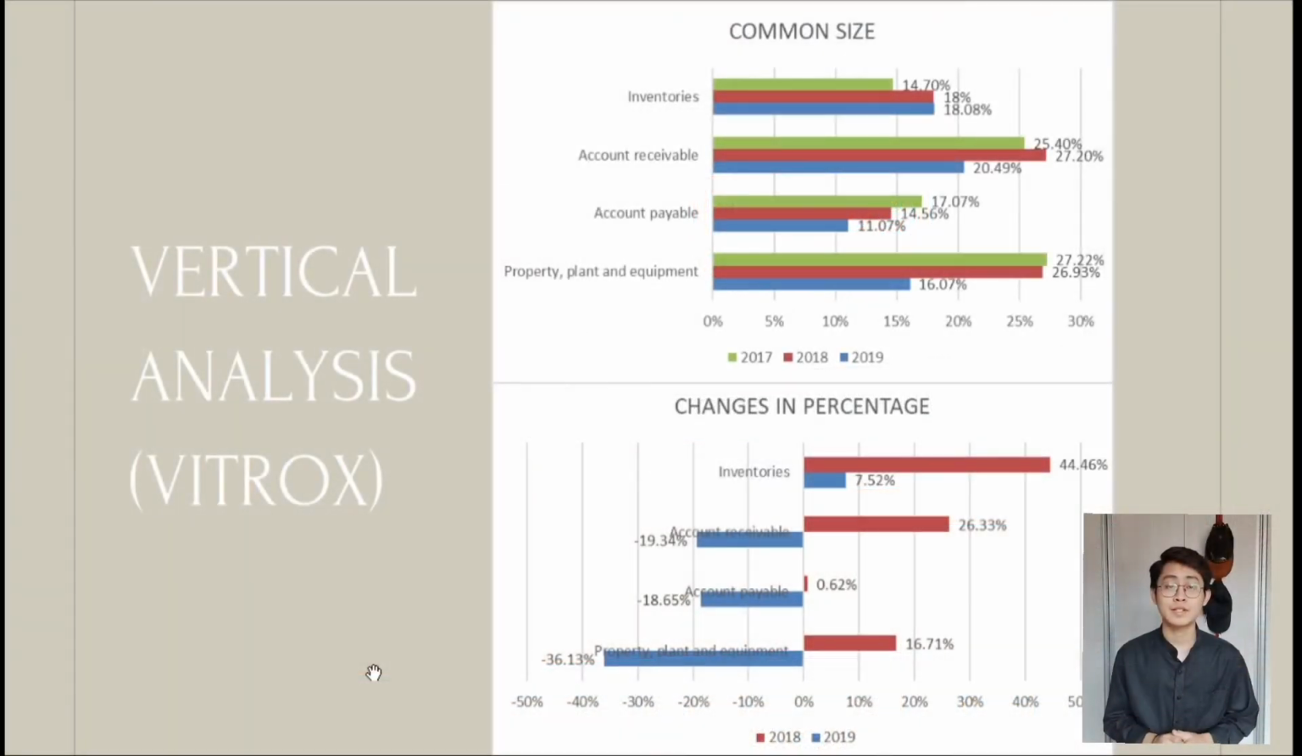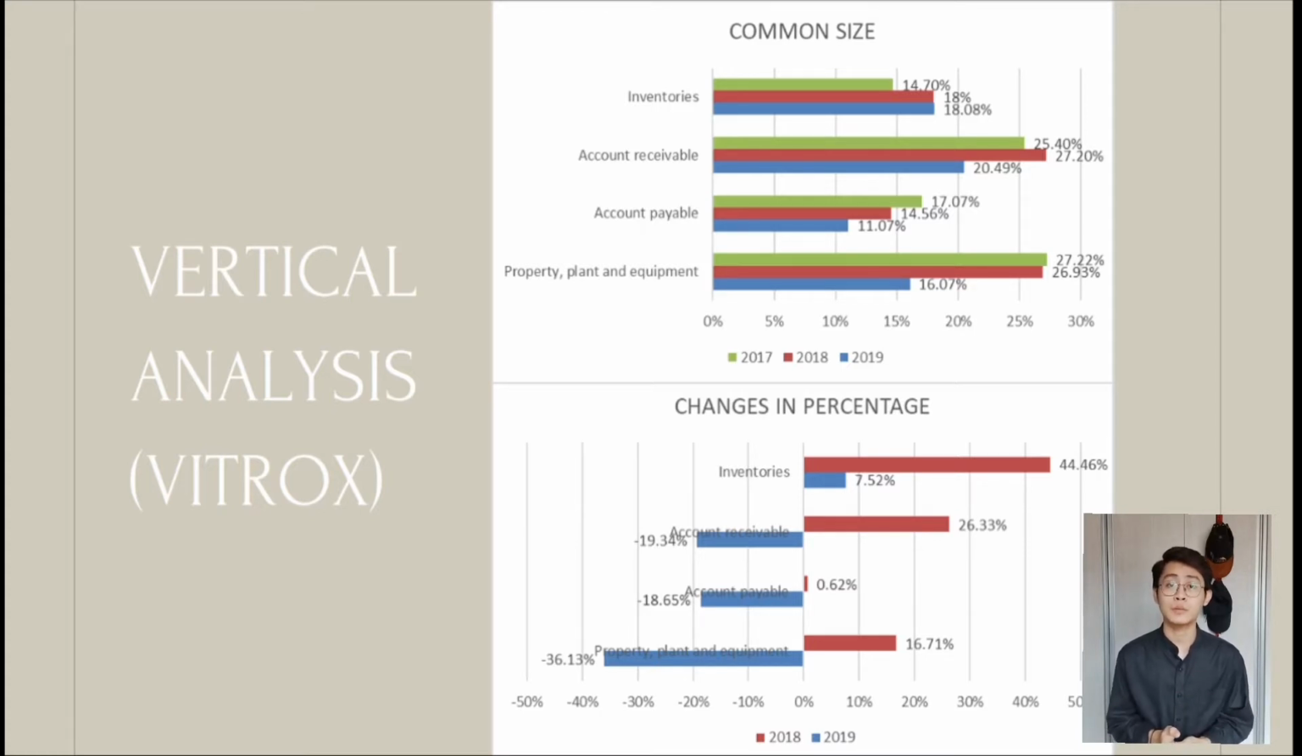For the vertical analysis, let's start with the property, plant and equipment. As we can see on the chart, for the 3 consecutive years, it shows that the percentage of common size for each year went down from year 2017 to 2018 from 27.22% to 26.93%. And same goes to year 2019 with 16.7%. The effect on the company is they might have to reduce the allocation on capital expenditure, as the changes in percentage shows that in 2018 with 16.71% and dropped drastically by 36.13% in 2019.